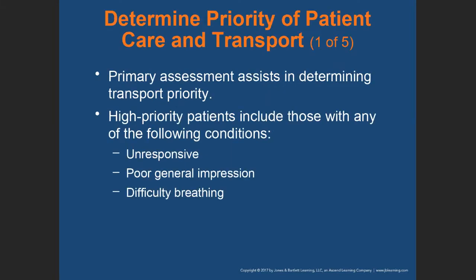After you have completed your rapid scan, next is, what is the priority of your patient? Is this a load and go patient? Is it a stay and play? Determine the priority of your patient, care, and transport. Primary assessment assists in determining transport priority. High priority: any patient in which the ABCs are compromised and you are not able to stabilize it in the field will require rapid transport.